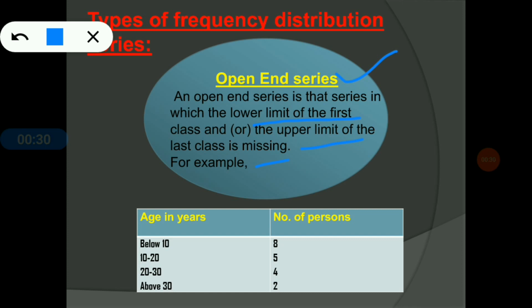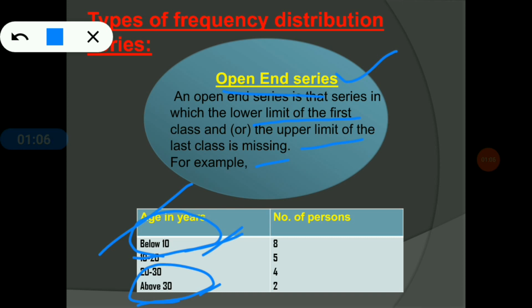So now, here is an example of an open end series. Below 10 and above 30: there is no lower limit of the first class and there is no upper limit of the last class. Both are missing in this particular example. That's why this type of series is known as an open end series, where the lower limit of the first class or the upper limit of the last class is missing.